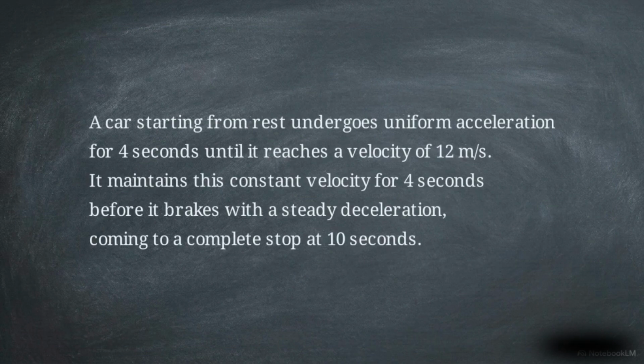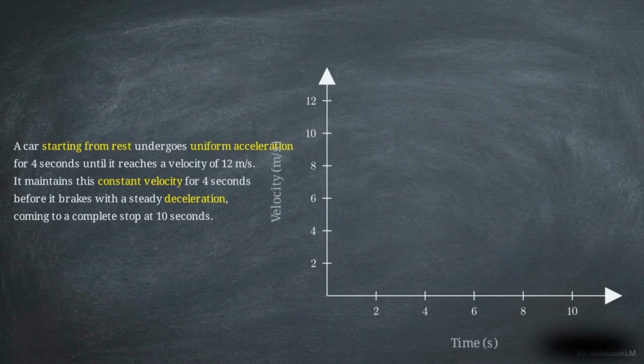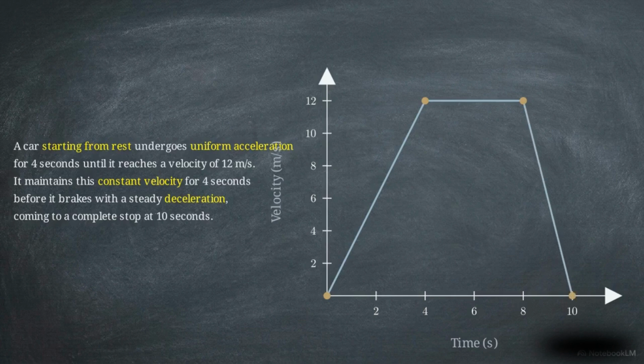Look at this standard exam problem. It contains specific triggers for the car's motion: starting from rest, uniform acceleration, constant velocity, and deceleration. These descriptions determine your graph coordinates. Starts from rest places our first point at the origin. Accelerates uniformly for 4 seconds to 12 meters per second gives us our second coordinate, connected by a straight line. The car then maintains that velocity for 4 more seconds before it brakes and comes to a stop at 10 seconds. The text has now become a complete velocity time graph.